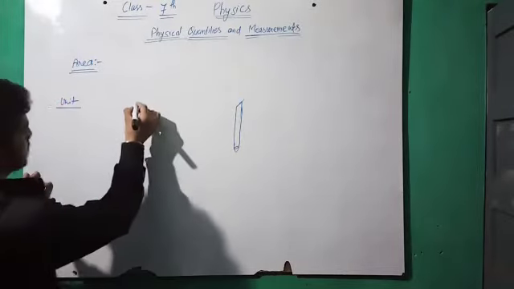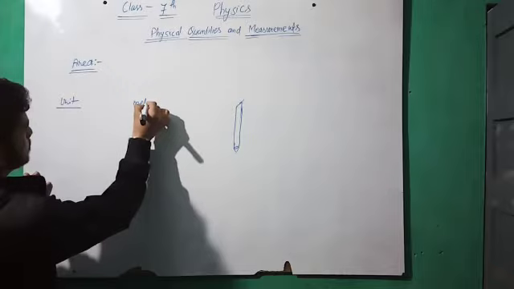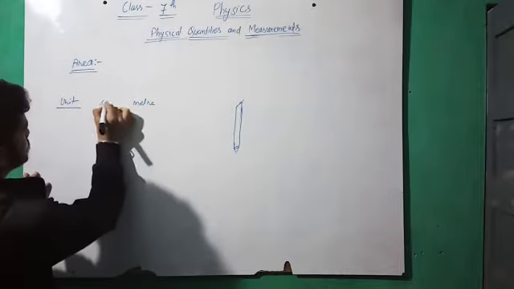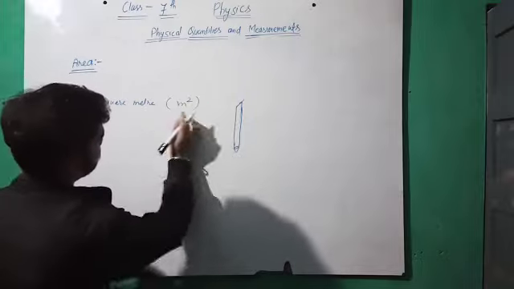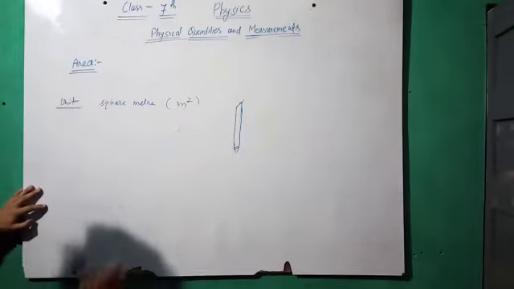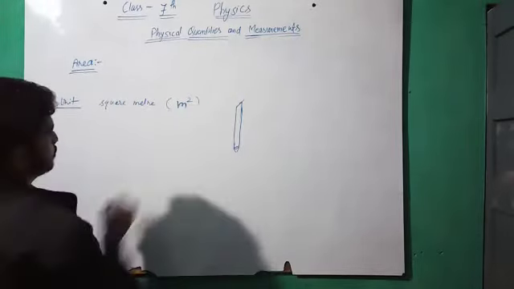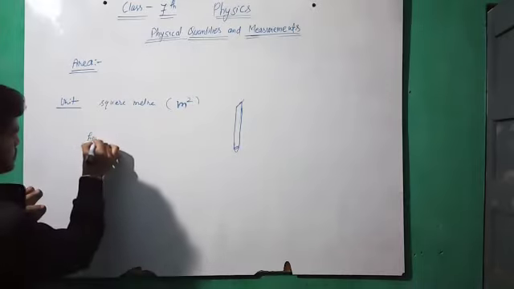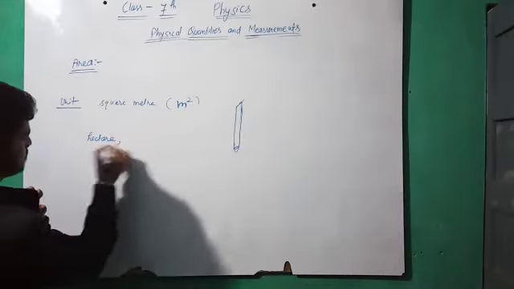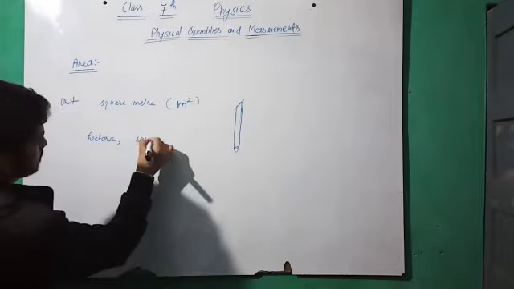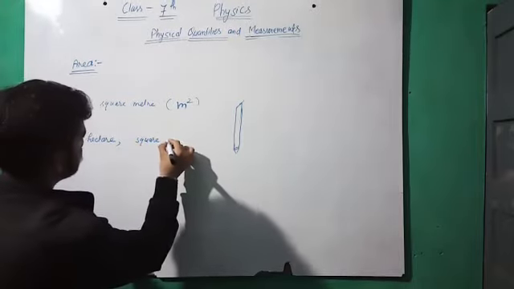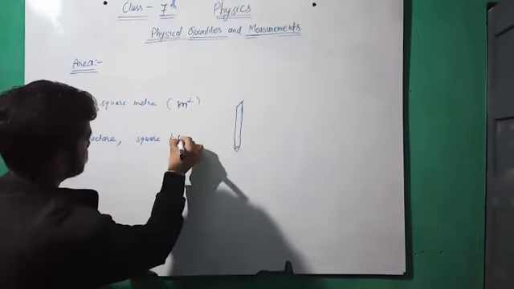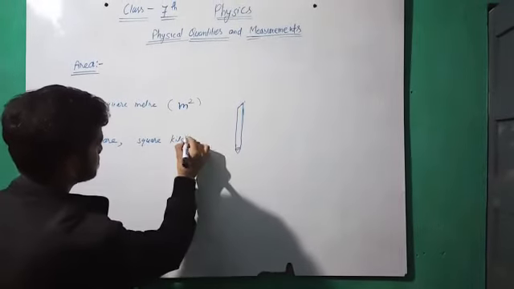The unit of area is meter square or square meter, written as m to the power 2. But meter square is a very small unit, so we use hectare or square kilometer for the measurement of bigger fields or bigger areas.